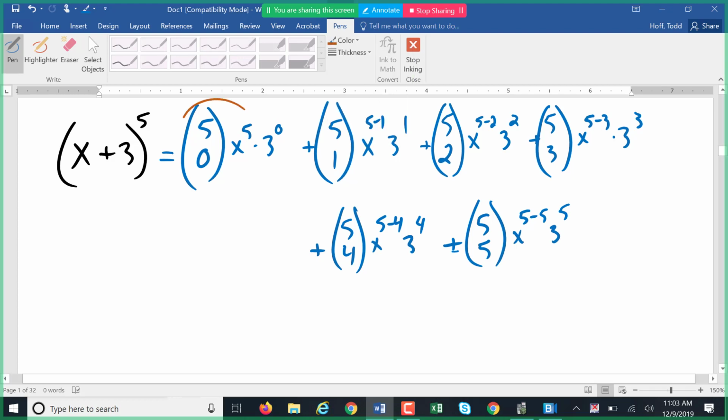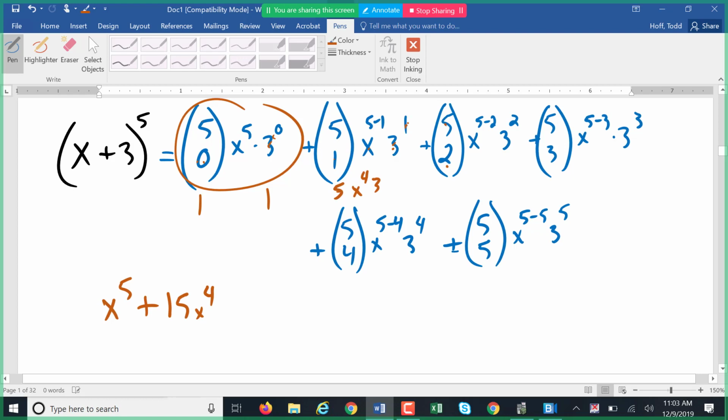So let's figure out these terms. This first term here, 5 choose 0 is going to be 1. 3 to the 0 is also 1. So that first term is just x to the 5th. Plus 5 choose 1, that's going to be 5. X to the 5 minus 1, that's x to the 4th. 3 to the 1 is 3. So 5 times 3, that's going to be 15 x to the 4th.